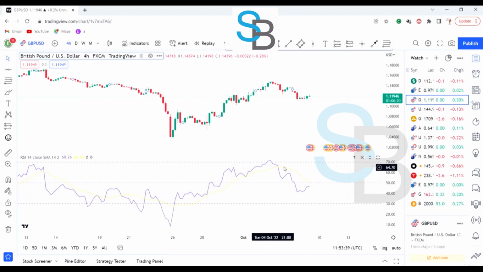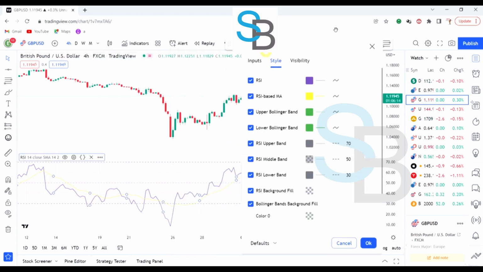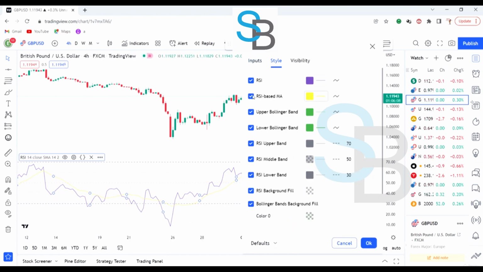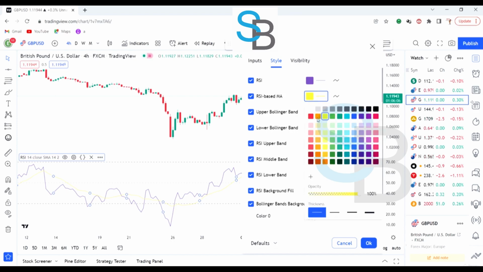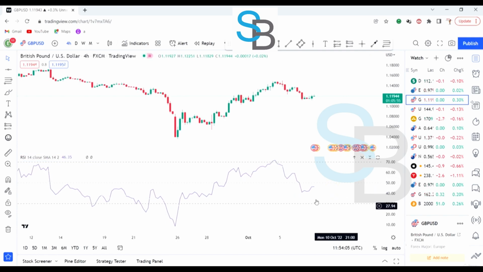It tends to come with some other settings, so some other lines. Let me just edit it. Let me make the background white here, and then this yellow color, this RSI-based MA, it's a moving average. Let's just make it white so as to blend with the background. I don't want to see it. So this is the RSI. This line is the RSI line, and then these are the levels.